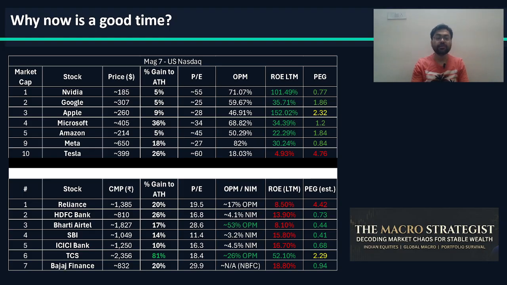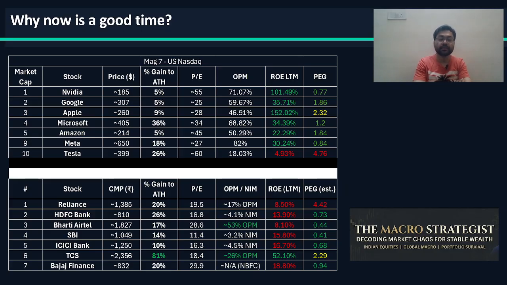Now, maybe you are feeling that okay, a US portfolio is good, but is now a good time? Because slowly we are seeing the Indian market start recovering. Now let me show you some data points between the top seven Nifty companies and the Magnificent Seven companies.